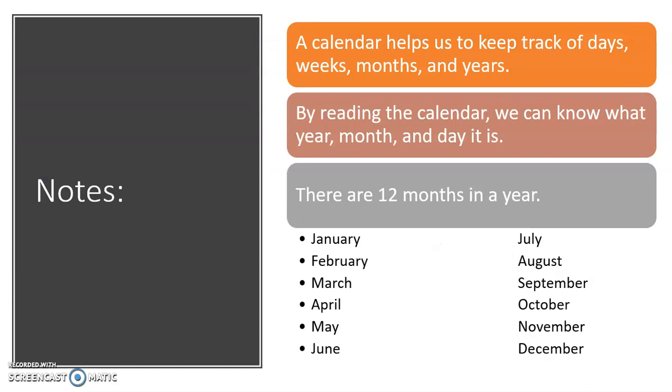Here are some quick notes about a calendar. A calendar helps us to keep track of days, weeks, months, and years. By reading the calendar, we can know what year, month, and day it is. There are 12 months in a year. The 12 months are January, February, March, April, May, June, July, August, September, October, November, December.